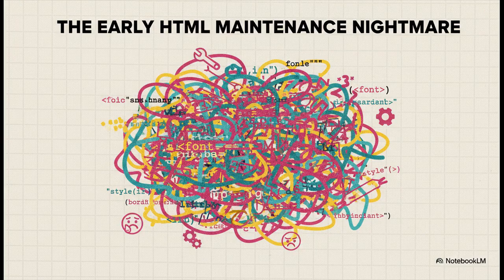Way back in the early days of the web, this was how you did it. You had to jam all your styling instructions, like colors, borders, and fonts, right into the HTML code for every single element. Can you imagine wanting to change your site's main color? You'd have to go hunt down and edit hundreds, maybe thousands of lines of code. It was a complete maintenance nightmare. It was messy, inefficient, and just not a smart way to build the web.